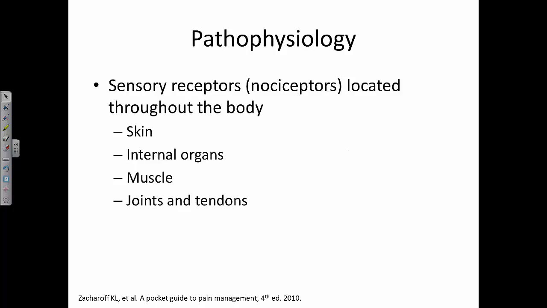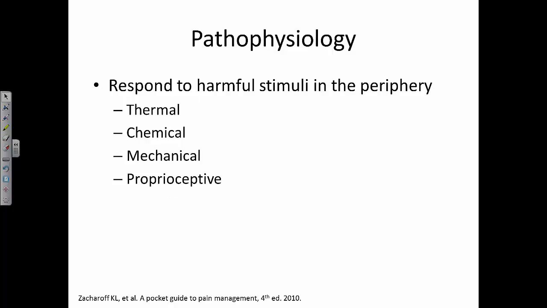So getting into the pathophysiology, like we mentioned, nociceptors are the sensory receptors located throughout the body. And you have these all throughout, including your skin, within your internal organs, the muscle, joints, and tendons. And it responds to a number of different stimuli. So it isn't just things like cuts and burns. It'll also respond to chemical damage and proprioceptive damage.